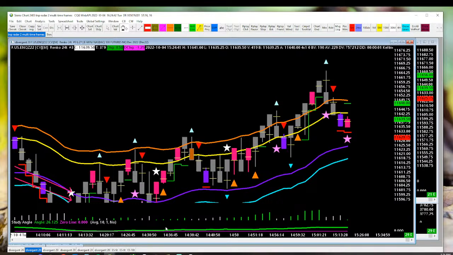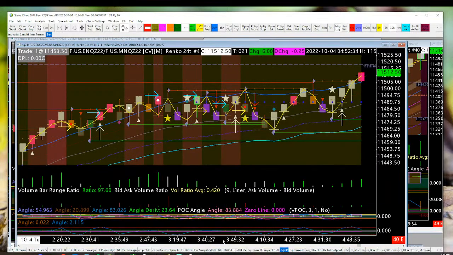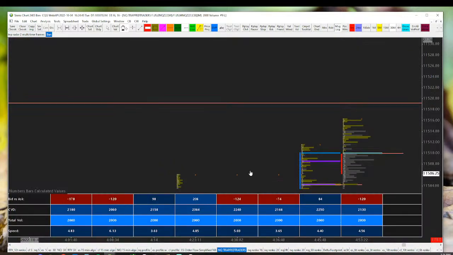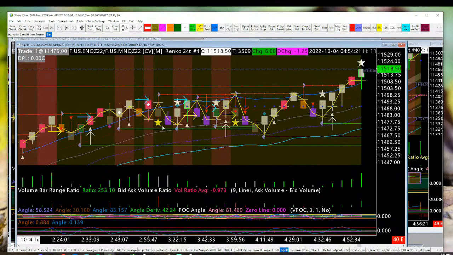These are looking at the time and sales, as well as the footprint, and all of this info down here, like speed and volume and bid to ask ratio and things like that. And it's giving me that information in a signal, like a star, right?